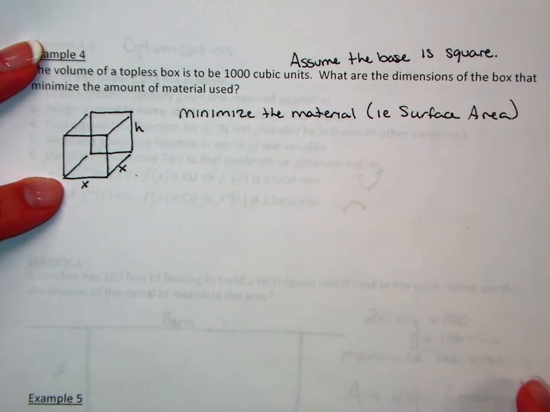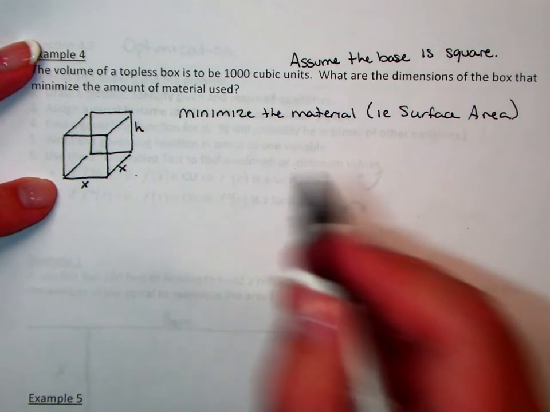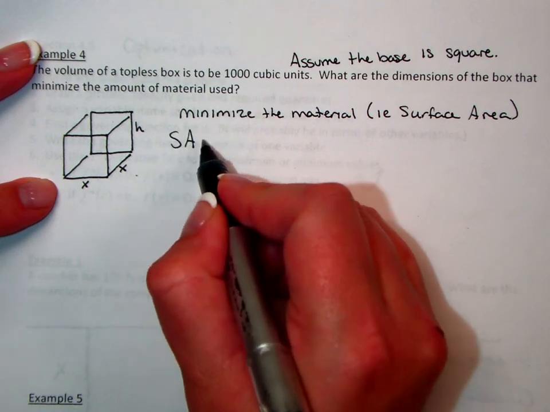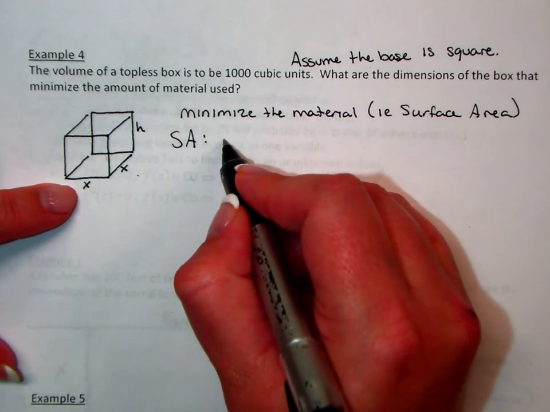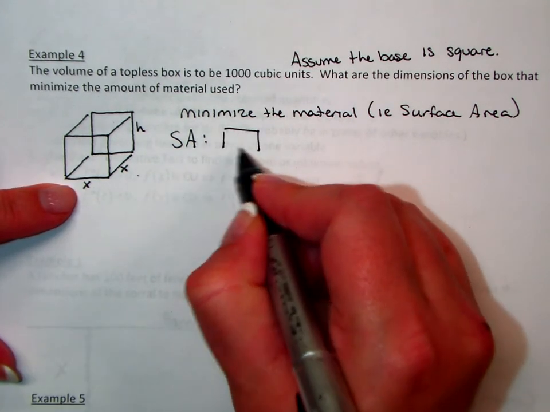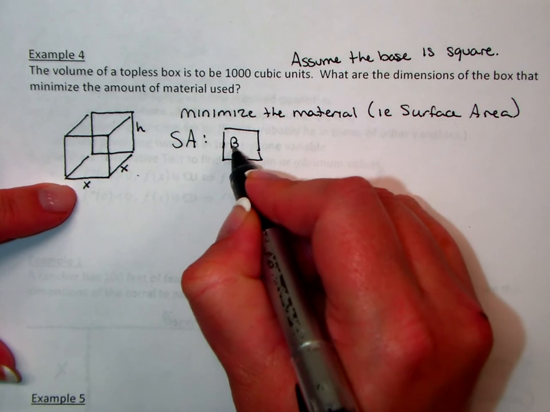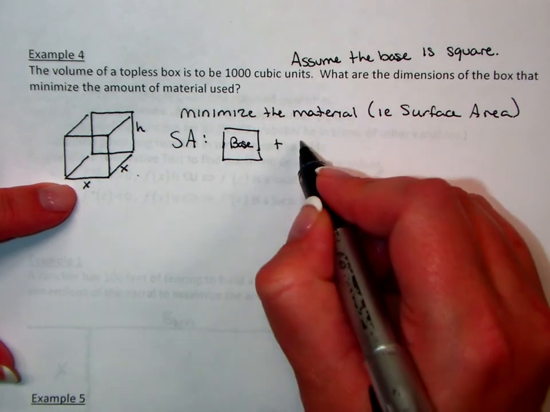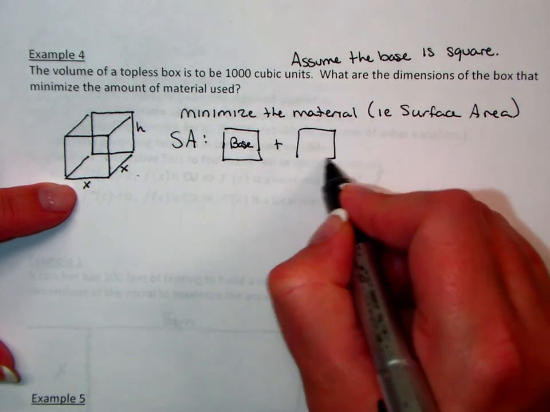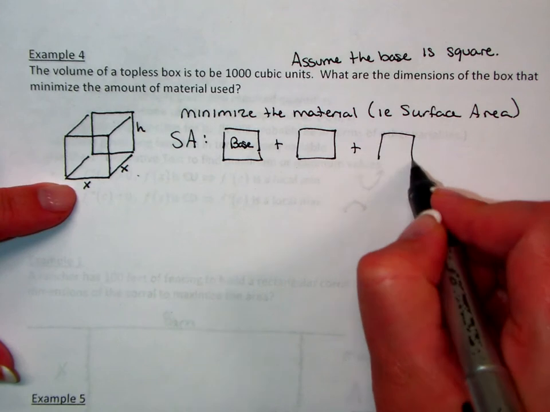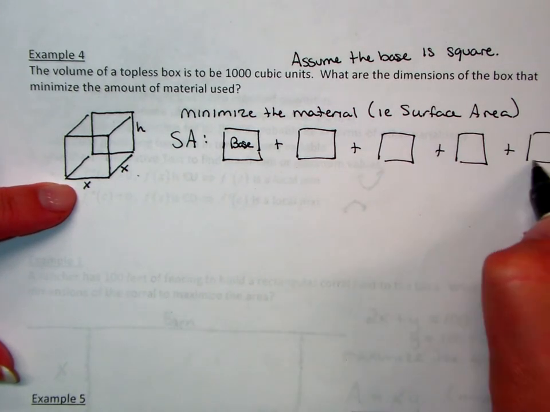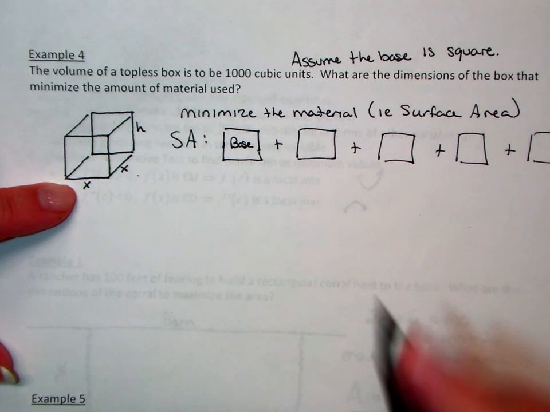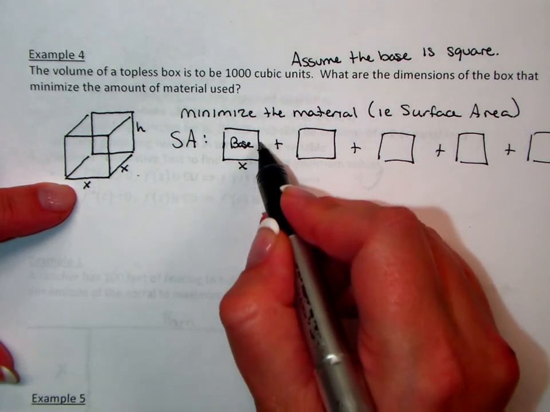So we need to find the surface area of this box, right? The surface area is only 5 sides: the base and the 4 sides. So we're going to get the base, which is square, and then the 4 sides, right? Side, side, side, side. Okay. So the dimension of the base is x by x.